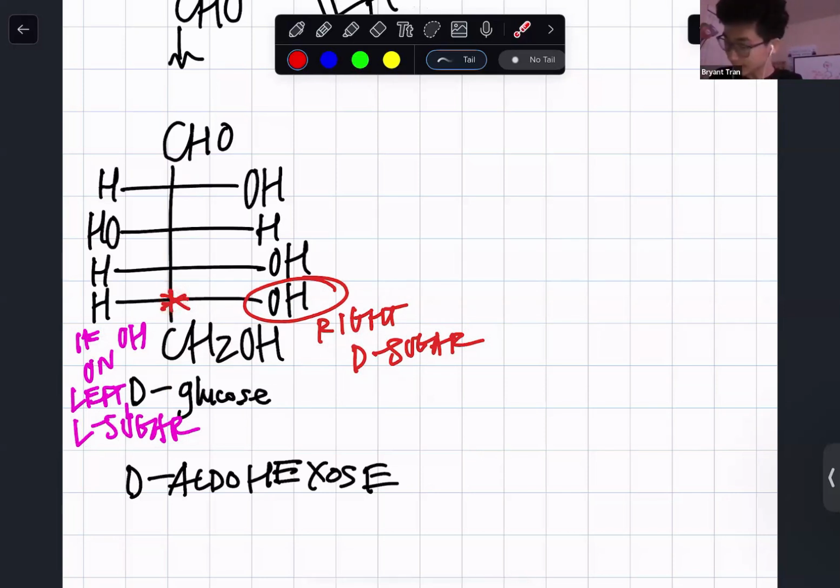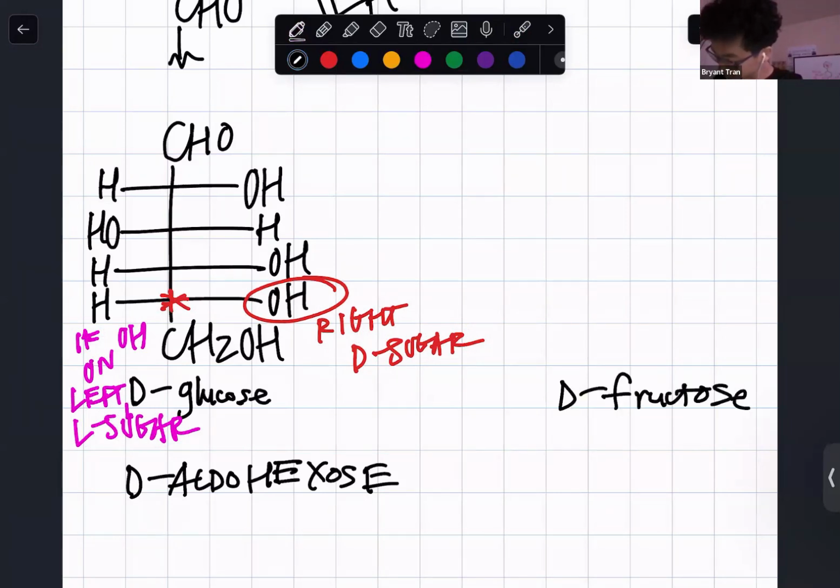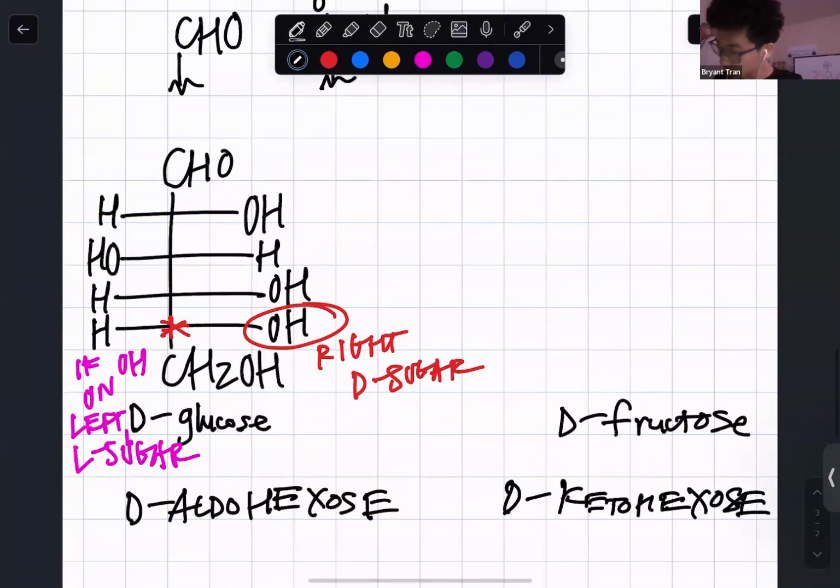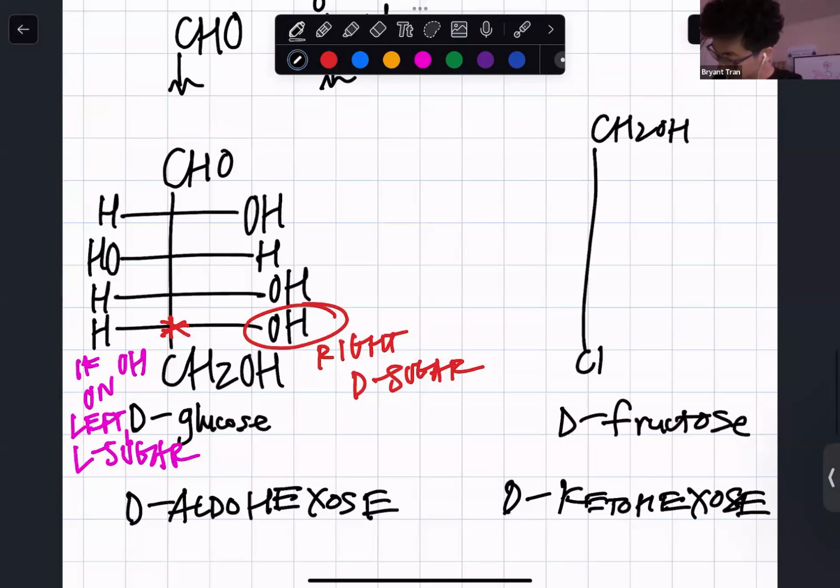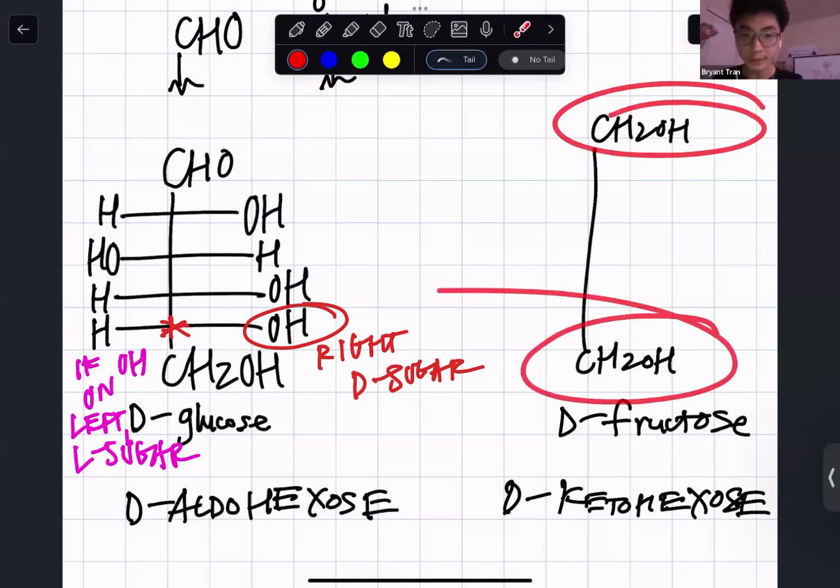Okay. Now, D-fructose, on the other hand, is a D-ketohexose. And so we know that this is going to be a ketose because of the keto part. And that's going to look like this. The top carbon is going to be a CH2OH primary alcohol, as well as the bottom carbon. So both top and bottom carbons are CH2OHs.